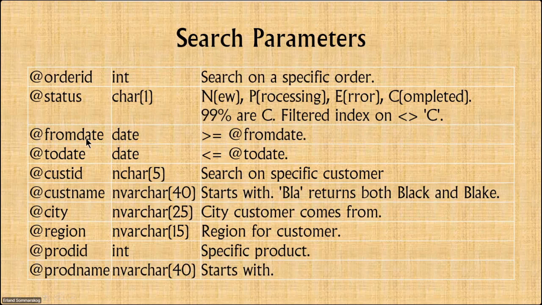And we can search from a from date or to date and combine these. We can search on the customer ID, and that's an NCHAR(5) in this database, to search for a specific customer. We can also go by the customer's name, and that's a starts-with. So if we enter BLA, it will return both Black and Blake and whatever else starts with BLA. We can search for a city that the customer comes from, a region, a product, either by ID or by name. And all of these columns do have indexes on them. So we would like to use the appropriate index when we make some searches, and that's part of the challenge.